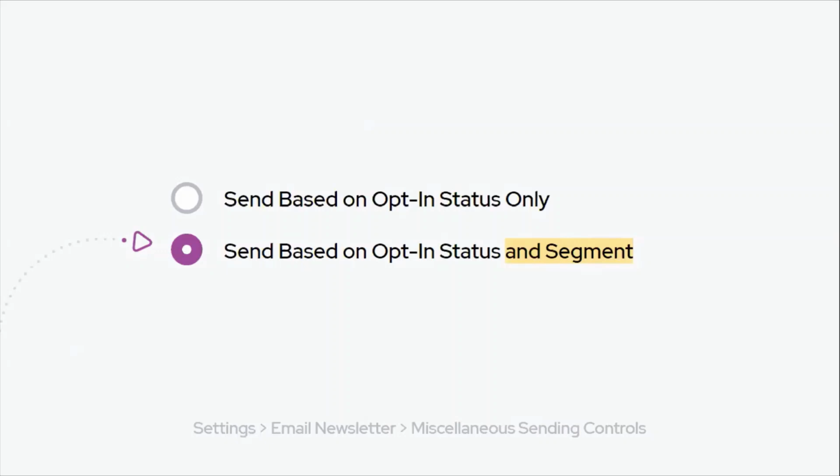That's taking the opt-in status, and then you can also add that list of segments that you want to receive it. So this is basically an and statement where they have to meet the opt-in status requirement and they have to be a part of the segments that you've approved to send to. Just to make sure we've got it under control, send based on opt-in status only is what everyone's set to today, and that's what it's always been.